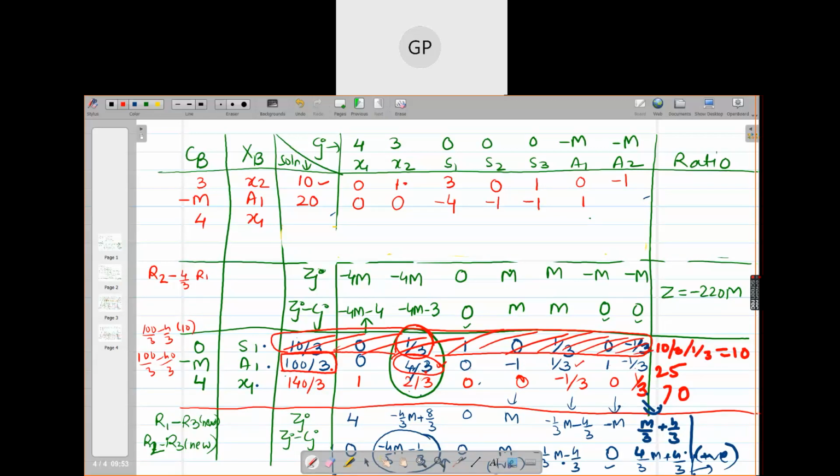Now this is minus 1 by 3 minus minus 4 by 3. So minus 1 by 3 plus 4 by 3 is 3 by 3, that is plus 1.